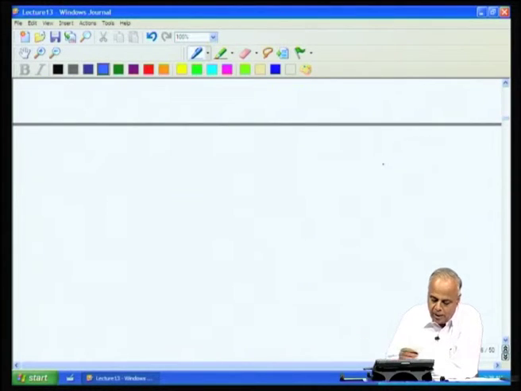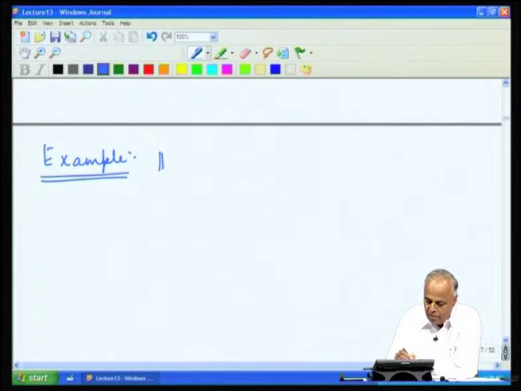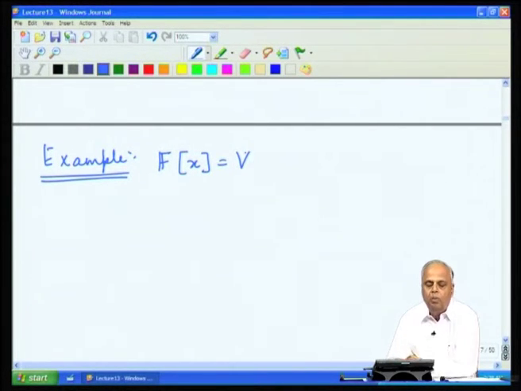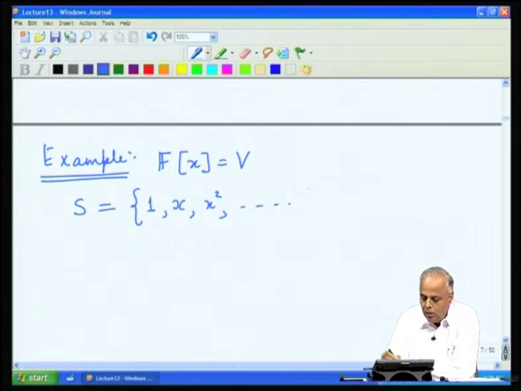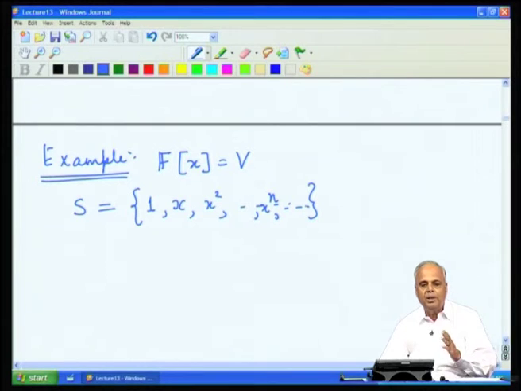Let us look at a simple example. Let us take the vector space V to be the space of all polynomials over the field F, that is, the set of all polynomials with coefficients from the field F. In this setup, let us consider S to be a set of vectors in V. In this case, the vectors in V are polynomials with coefficients from F. So, we are going to consider S to be a collection of certain polynomials. The polynomials that we are going to consider are 1, x, x squared, and so on. This is an infinite set. Take all possible polynomials with powers of x running through the natural numbers.